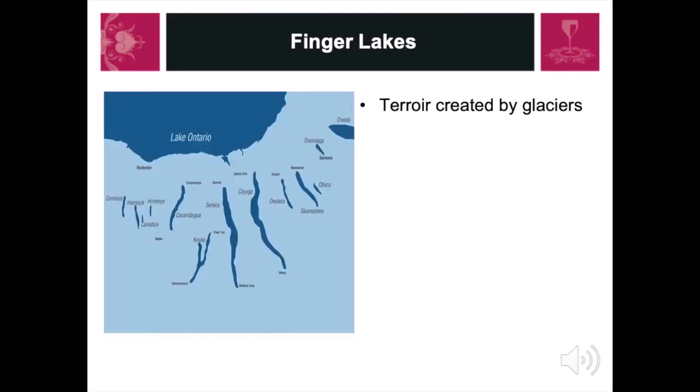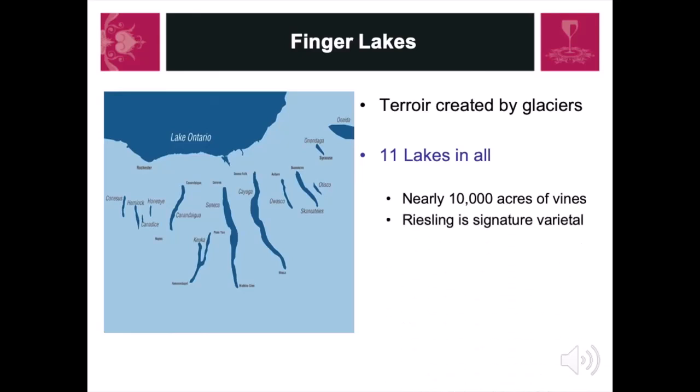So these lakes, of course, were created by glaciers millions of years ago, and it's a terroir that's dominated by these lakes. And there are 11 lakes in total. There's really 5 or 6 that are the largest and kind of dominate the wine region of the Finger Lakes. But nearly 10,000 acres of those 11,000 acres of vines planted for wine.